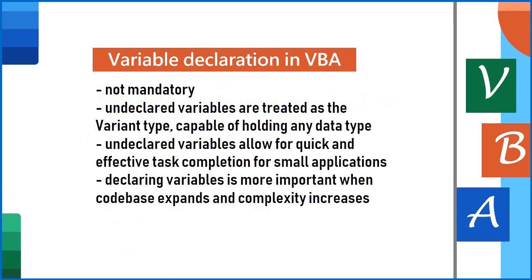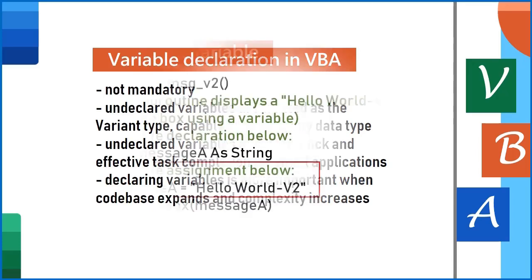It's worth noting that variable declaration in VBA isn't mandatory. Undeclared variables are treated as the variant type, capable of holding any data type. Yet, this flexibility doesn't necessarily reduce the likelihood of errors. In fact, it might increase the risk because variant variables consume more resources and can yield unexpected results if data types aren't handled carefully. While not declaring variables can be more convenient for beginners and allow for quick and effective task completion, the importance of declaring variables becomes more evident as the codebase expands and complexity increases.